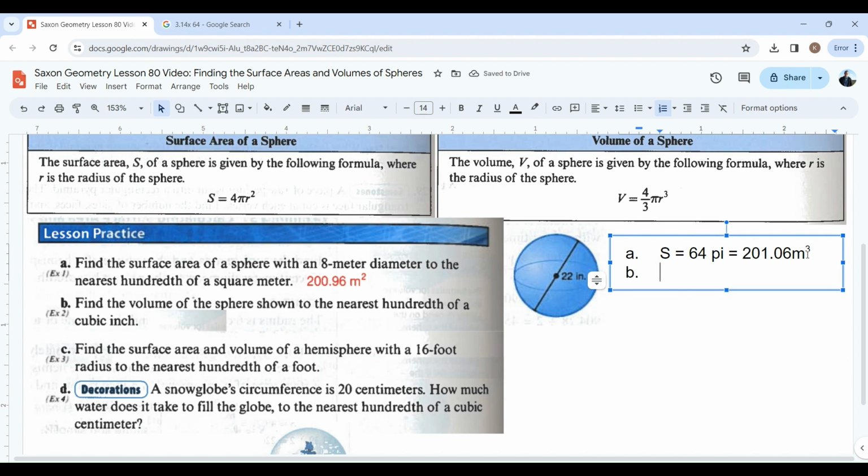Letter B, find the volume of the sphere shown, that's this sphere over here, to the nearest hundredth of a cubic inch.